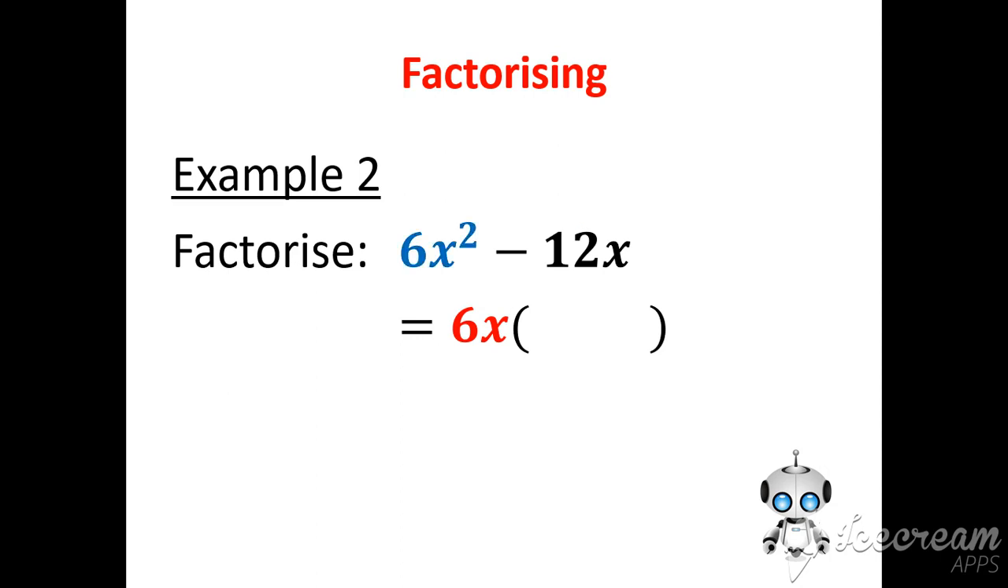Right, now let's get into it. We're going to go 6x times something gives 6x squared. We've already got the 6 there, so we just need another x because x times x gives x squared. There's a subtract, so pop that down. Now 6 times something is 12x. I don't need an x there because my x is out the front, but I do need a 2 here because 6 times 2 is 12. So 6x times 2 makes 12x. We've got our answer, which is 6x times brackets x minus 2.